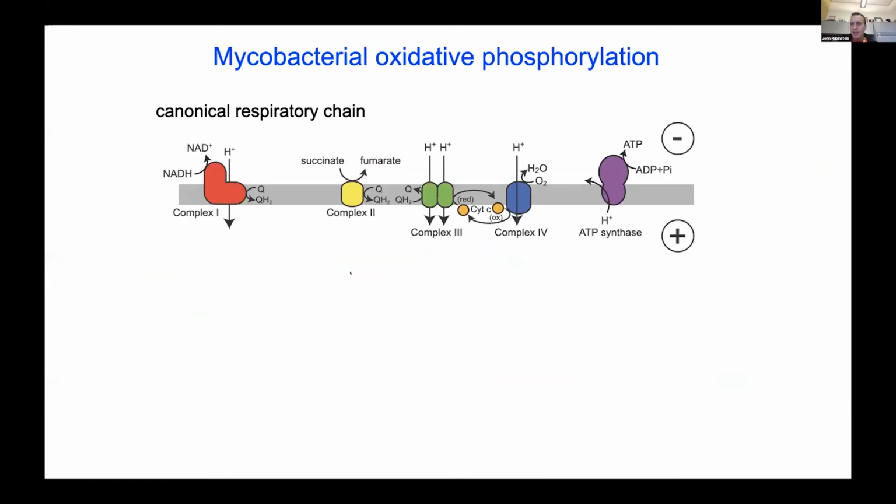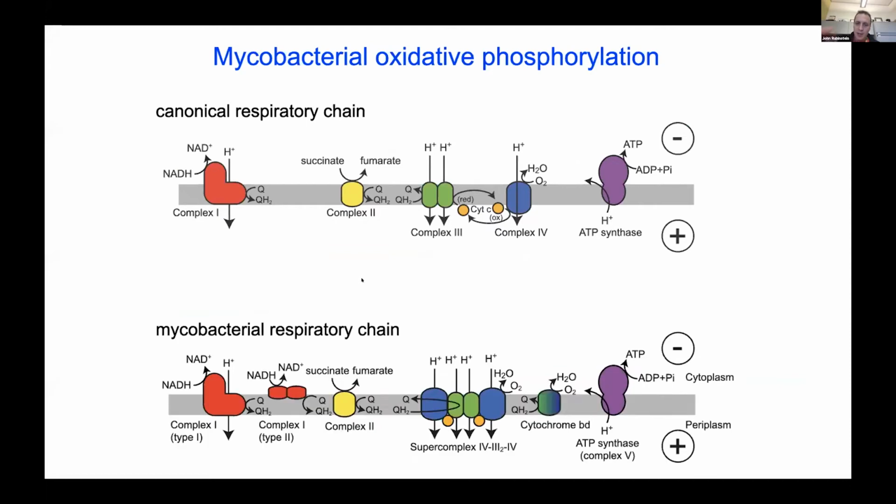So now that we had the ability to determine high resolution structures for bacterial ATP synthases, we realized it was time to start looking at the process of oxidative phosphorylation in mycobacteria. Mycobacteria have quite a different electron transport chain than canonical mitochondria and bacteria. Their electron transport chain is quite branched.